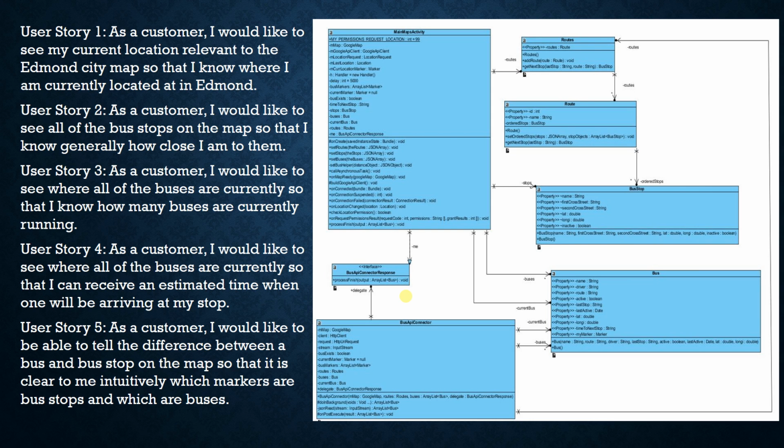My first user story is, as a customer, I would like to see my current location relevant to the Edmond city map so that I know where I am currently located in Edmond. This was easily done by just setting my current location equal to the GPS received.